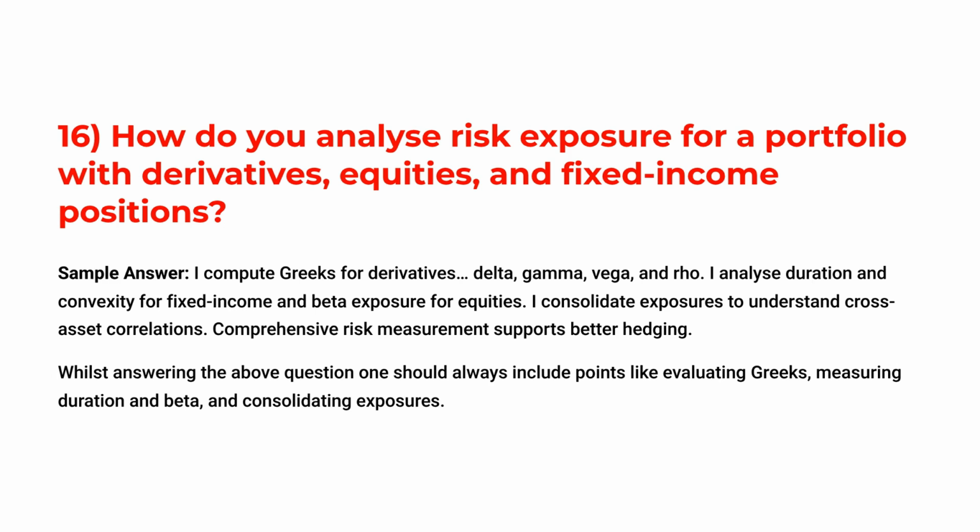How do you analyze risk exposure for a portfolio with derivatives, equities, and fixed income positions? Sample answer. I compute Greeks for derivatives: delta, gamma, vega, and rho. I analyze duration and convexity for fixed income and beta exposure for equities. I consolidate exposures to understand cross-asset correlations. Comprehensive risk measurement supports better hedging. While answering the above question, one should always include points like evaluating Greeks, measuring duration and beta, and consolidating exposures.